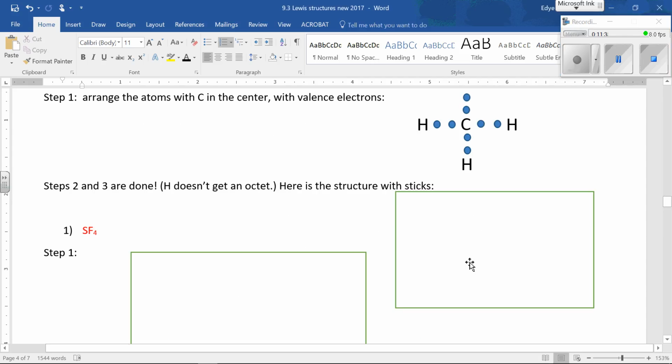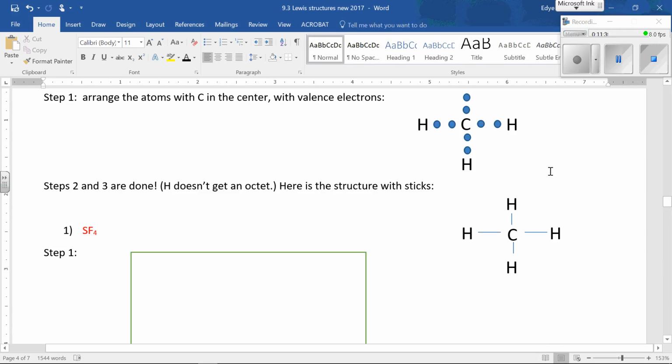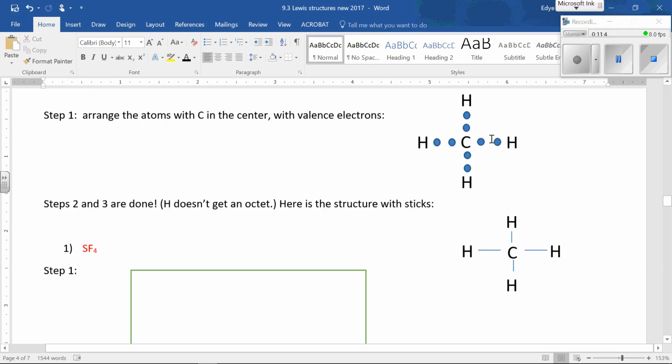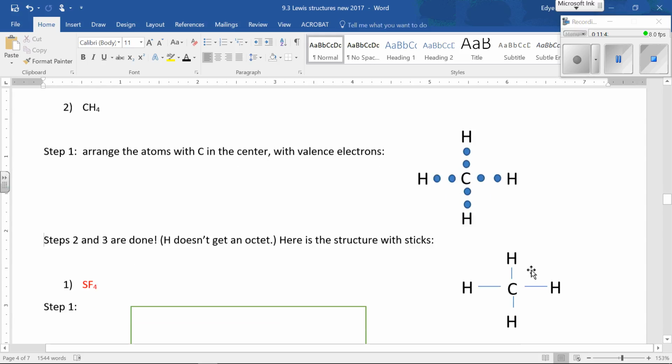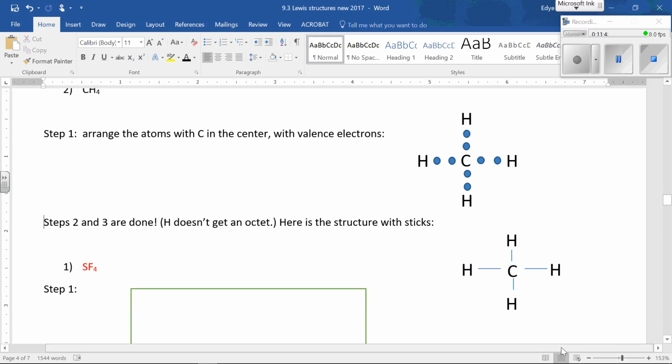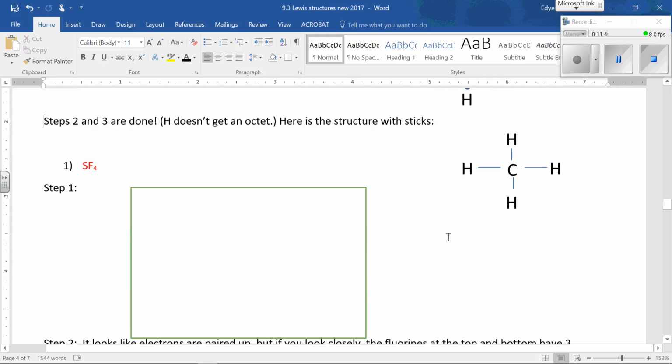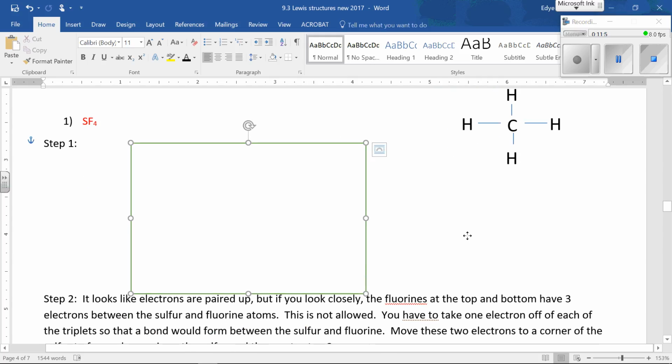So we'll draw the CH4 structure with our bonds in place of the electrons. This is one correct way to draw this. This is another correct way. This is the common way that you'll see this in books. All right, next example, SF4.